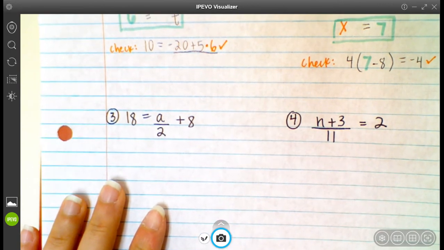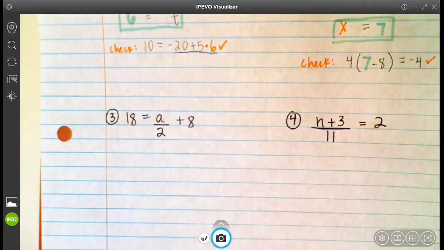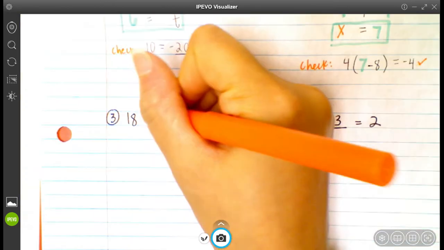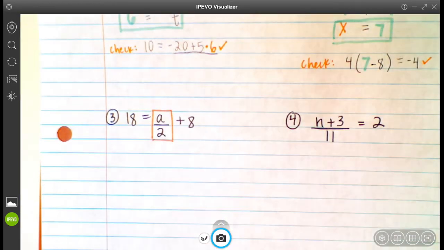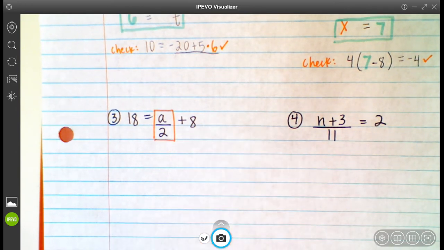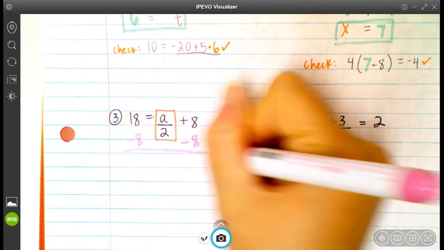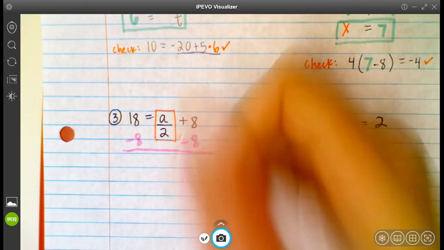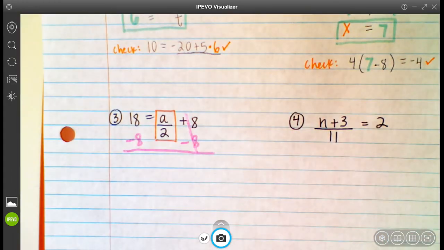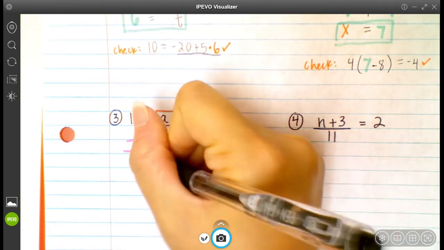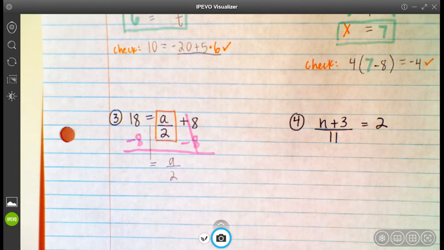All right, so take a look at number 3. My variable is little a, but a is being divided by 2. So we're going to take it all together there. And now we have to undo our operation. So instead of adding 8 on the right side, we are going to subtract 8 on both sides of our equation, which means that our plus 8 and minus 8 go to 0 or undo each other, leaving us with a over 2 equals 18 minus 8, which ends up giving us 10.